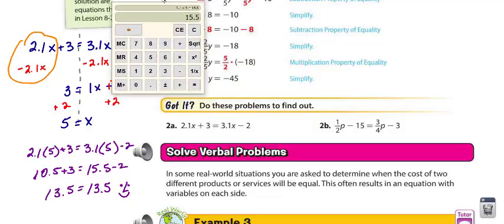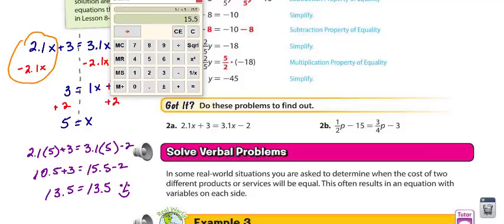All right, scoot out of the way, calculator, because we get to do some fractions. Yay, baby. So I have 1/2 p minus 15 equal to 3/4 p minus 3. I'm going to take away the 1/2 of p. I'm going to take it away here, and I'm going to take it away here.